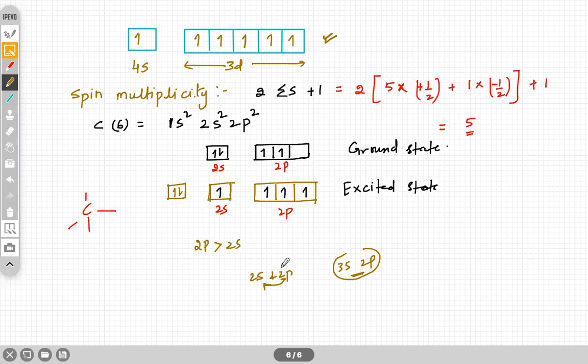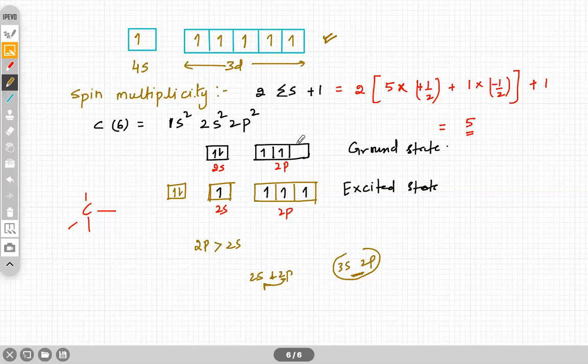3s and 2p had some energy difference. 2s and 2p had some energy difference. Usually what happens, 2p to 3s transition is very difficult. And it won't happen. Before that only 2s 2p transition takes place.